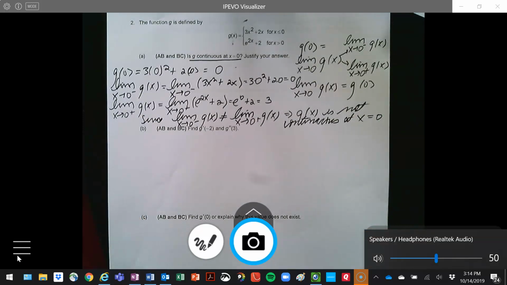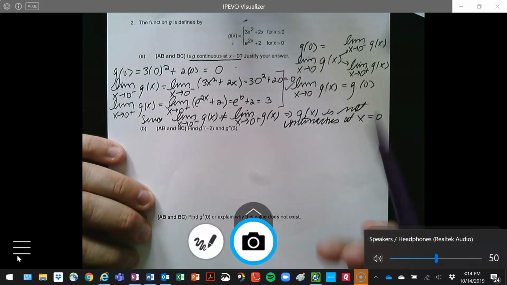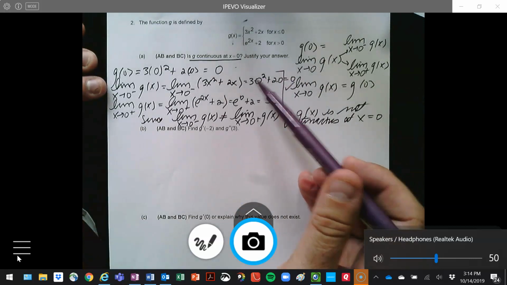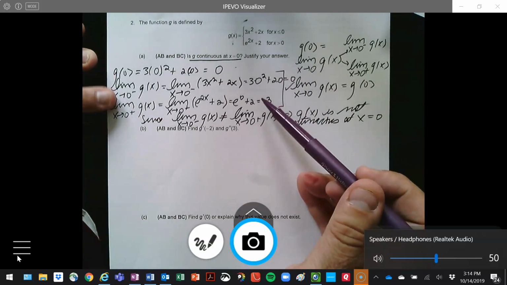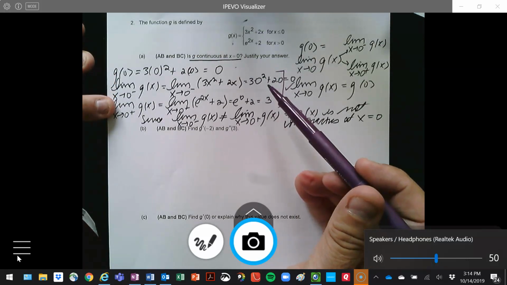This was worth 2 points. 1 point was for considering the value of the limits from the left and the right. So you found the limits on the left and the right, or you attempted to find the limits on the left and the right. We awarded 1 point.